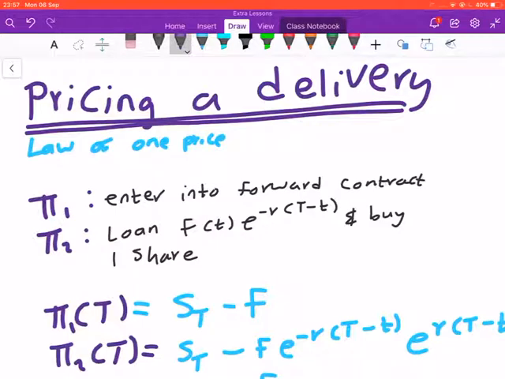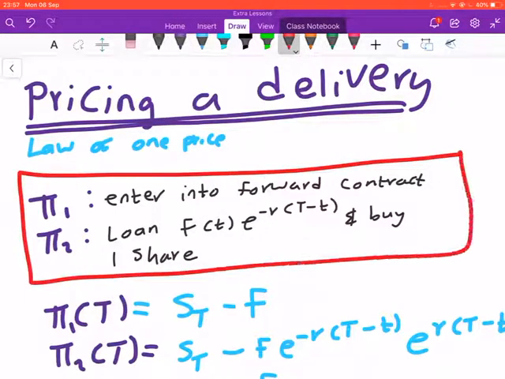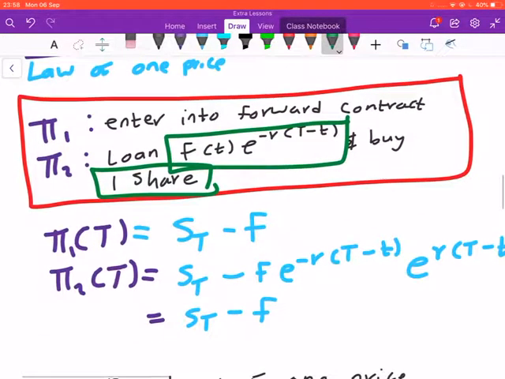So now we want to find how much we should pay. You are going to create two portfolios. In one portfolio you are going to enter into a forward contract. In the other portfolio you are going to take a loan which is worth this much, and you are going to buy one share. So at maturity, as you can see, this is capital T.